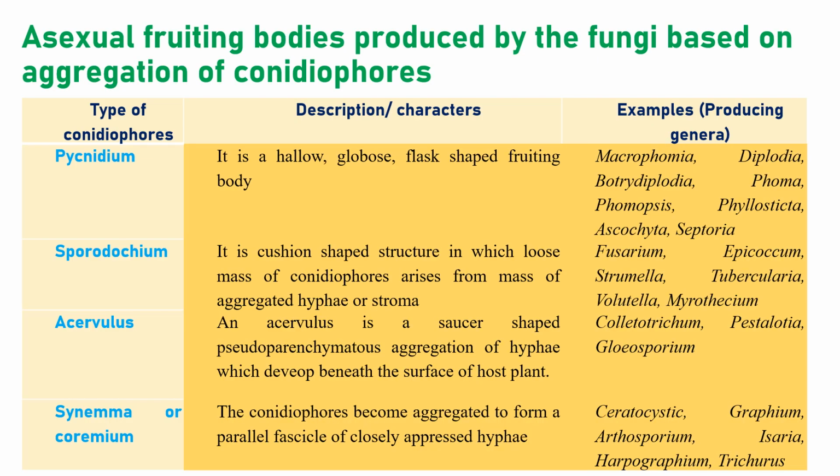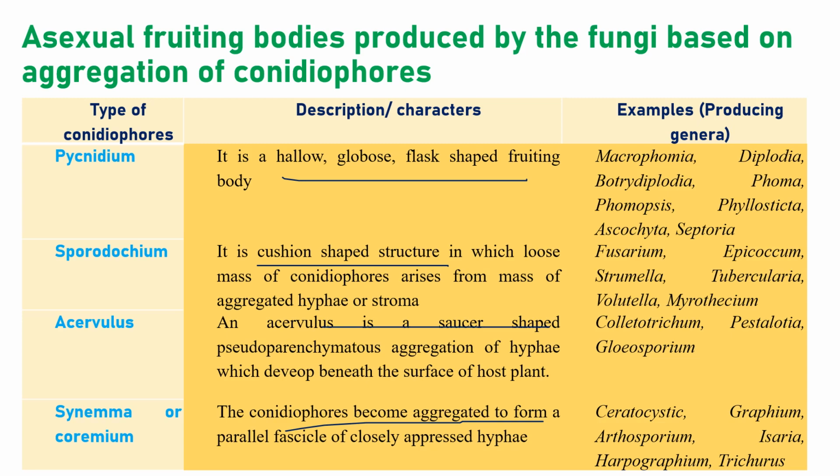Now, asexual fruiting bodies. In general characters, we have discussed asexual fruiting bodies and sexual fruiting bodies. There are four types of asexual fruiting bodies: Pycnidium, Sporodochium, Acervulus, and Synnema. General description: Pycnidium is a hollow globose flask-shaped fruiting body. Sporodochium is cushion-shaped. Acervulus is saucer-shaped. Synnema is an aggregation of conidiophores parallel to each other.